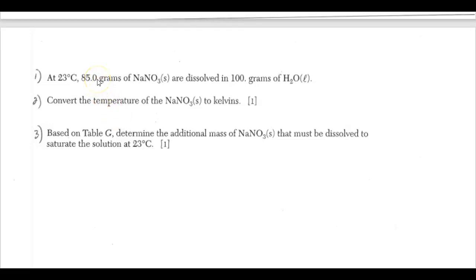All right, so we have 85 grams. We have to figure that's going to be below the line of saturation on the solubility curves for sodium nitrate. We got to go up to the line and then subtract. Let's go do that.